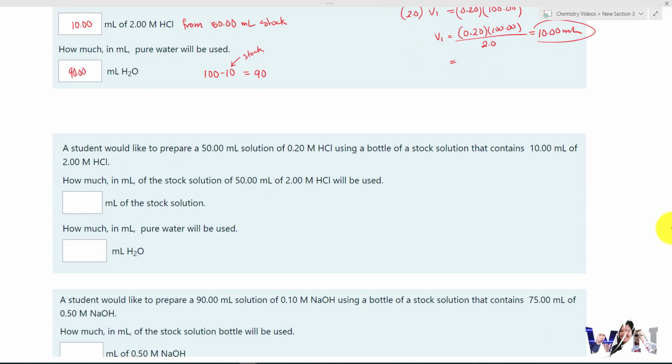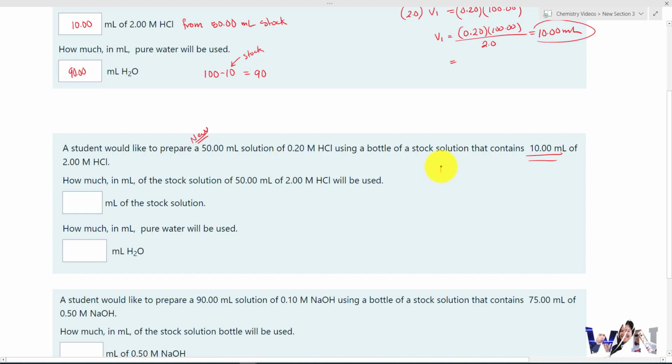In this problem, a student would like to prepare a new solution, 50 milliliters at 0.2 molarity. And again, we are using a solution from the stock bottle, which we purchased or was given to us by a teacher during the lab. This bottle contains 10 milliliters of 2 molarity HCl. Again, we're not going to use all 10 milliliters. We only use some of it. Sometimes we use all, but in most cases, you would never use all.